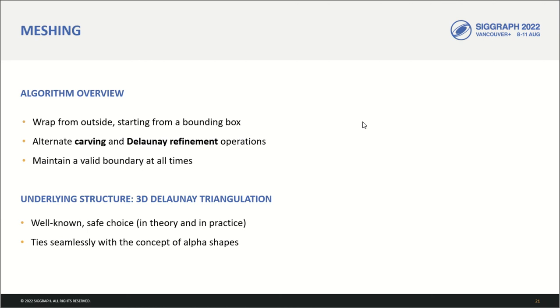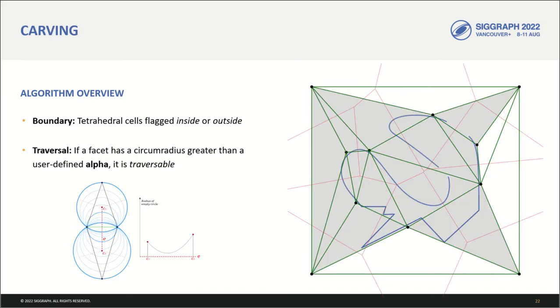This is an overview of our algorithm. The main steps: we first wrap from outside, starting from the bounding box. We alternate carving and Delaunay refinement operations while maintaining a valid boundary at all times. The underlying structure is the 3D Delaunay triangulation, which is a well-known safe choice in theory and in practice, and it ties seamlessly with the concept of alpha shapes. Starting from a loose bounding box around the input, we flag tetrahedral cells inside and outside, and the output surface is defined as the boundary between these two types of cells.